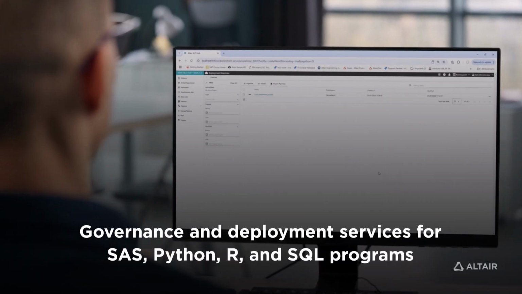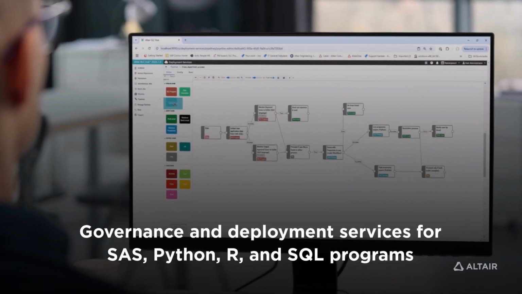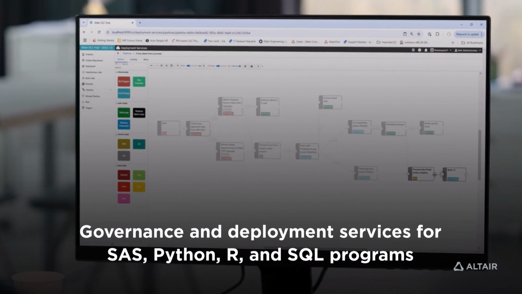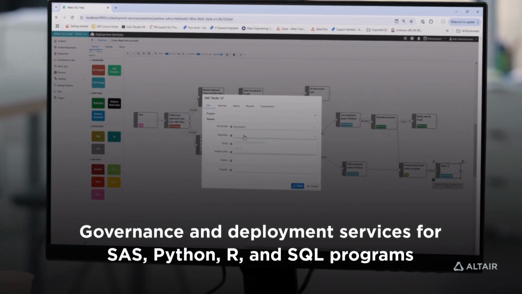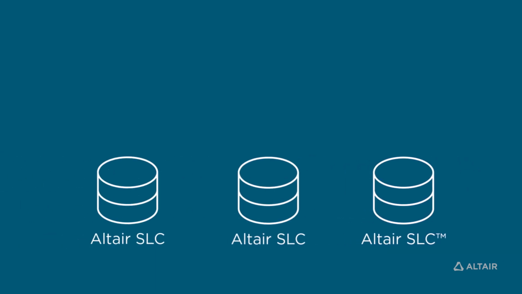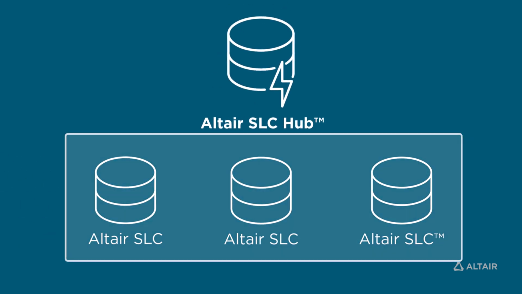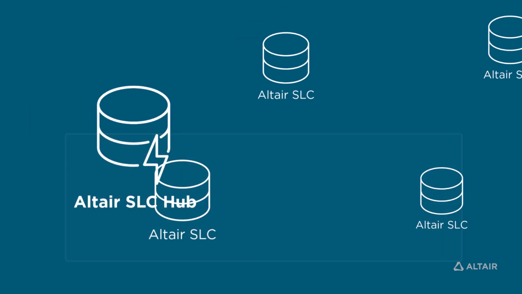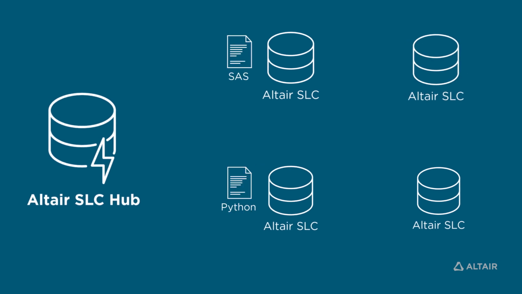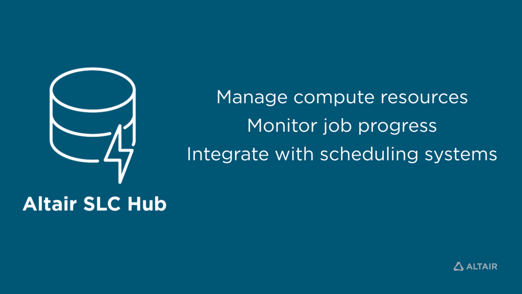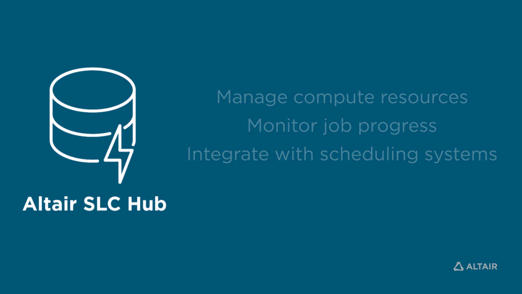Altair SLC Hub provides comprehensive governance and deployment services for models and programs built in SAS, Python, R, and SQL. It provides a dynamic, scalable approach to workload management and access across multiple servers and systems. Run SAS, Python, R, and SQL programs, manage compute resources, monitor job progress, and integrate with existing scheduling systems.